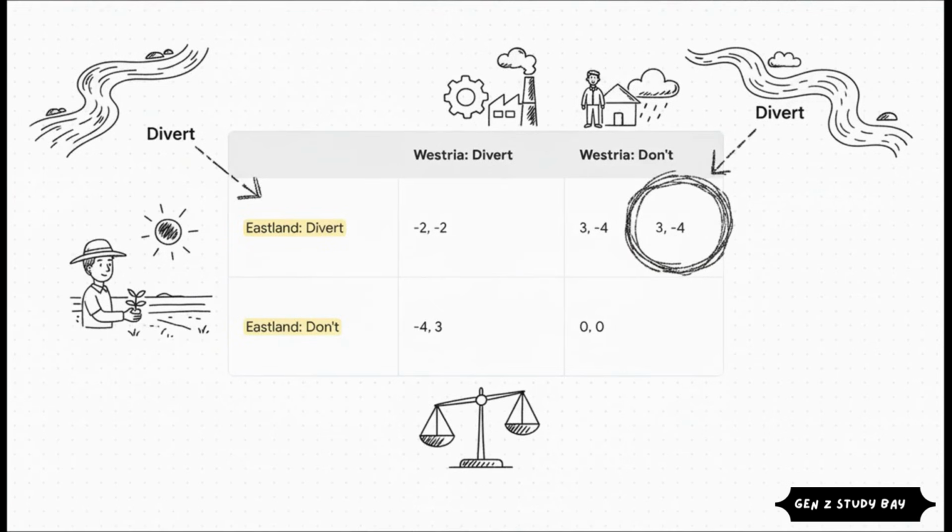Here it is, the same water game, but now it's in a simple grid. Eastland's choices are the rows, Westria's choices are the columns. To see what happens, you just find the box where their choices cross. So for example, if Eastland chooses to divert and Westria chooses don't, we look at that top right box. Eastland gets a great payoff of 3, but Westria gets a terrible one of -4. It's just a super clean, compact way to see all the possible outcomes in one shot.